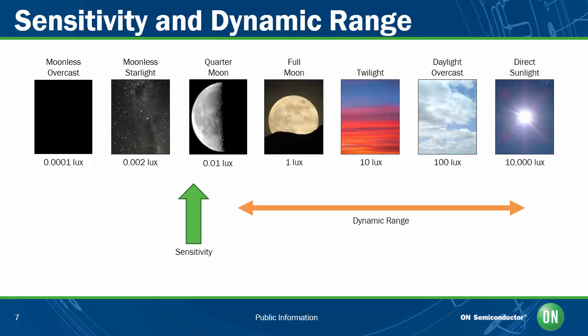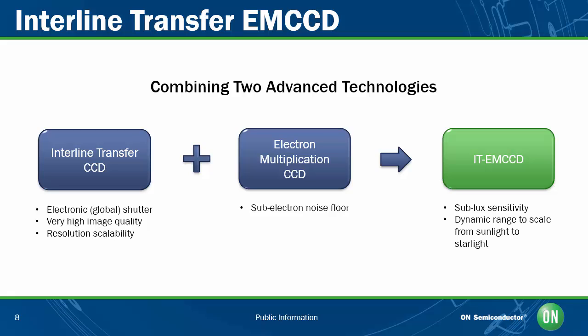At ON Semiconductor, our solution to this imaging problem is a new technology called Interline Transfer EMCCD. This combines two different technologies, Interline Transfer CCD and Electron Multiplication CCD, or EMCCD, in a way that preserves the best features of each. Interline Transfer CCD provides a high-performance base for the technology with global shutter or electronic shutter imaging that can capture moving objects with high image uniformity and without the introduction of motion artifacts. It also supports scalability to very high resolution so that the technology can be extended to multiple megapixel devices.